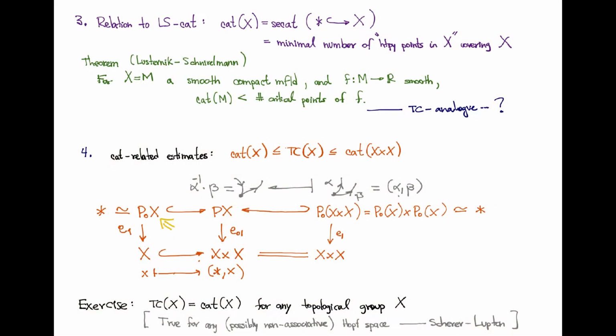Now, I introduced CAT because in terms of that invariant, one can give estimates from below and from above for the topological complexity of a space. The topological complexity of a space X is bounded from below by the category of X and from above by the category of the Cartesian product. And this is a very handy diagram to keep in mind.